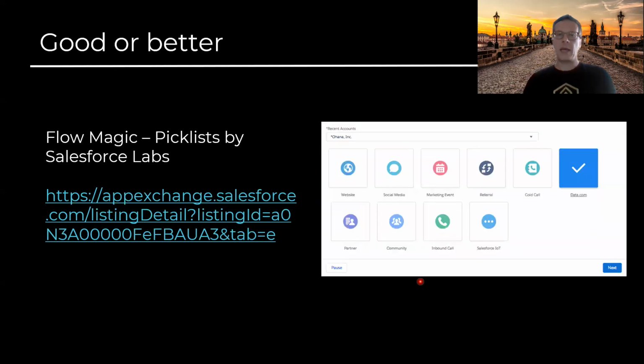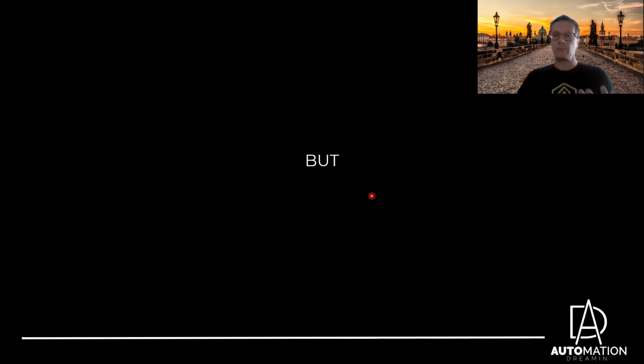The second thing I found was the Flow Magic Picklist application available from AppExchange, which has been developed by Salesforce Labs, which just changes the picklist values from text to something more visual. And the configuration is pretty robust, so I would say you can achieve anything you want. So those were 2 candidates we had, but the client said but, as always.